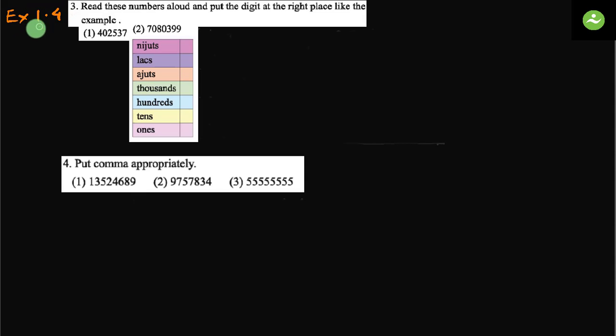Exercise 1.4, number 3. Read these numbers aloud and put the digit at the right place, like the example. By example, they mean these names. We have to put the digits next to these names. Okay. The first one, 402537.